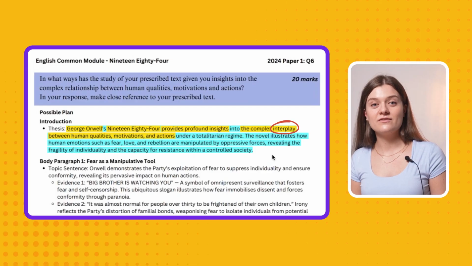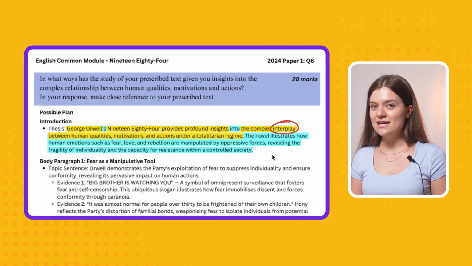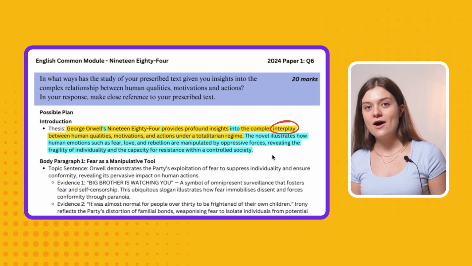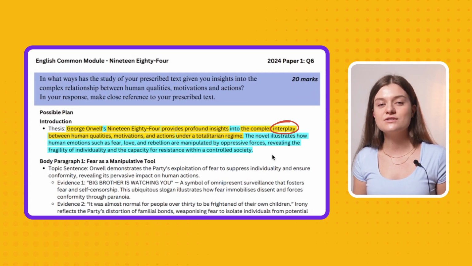Then we bring in the world of the text, under a totalitarian regime. This helps contextualize the insight. You're not just talking about humans in general, you're talking about how human behavior shifts under control and surveillance.